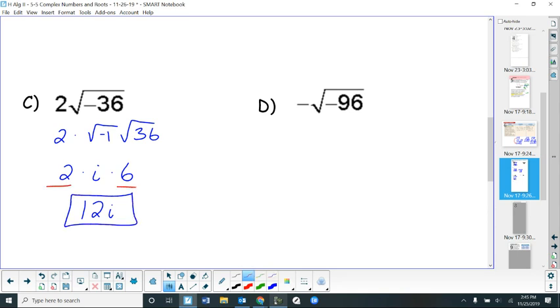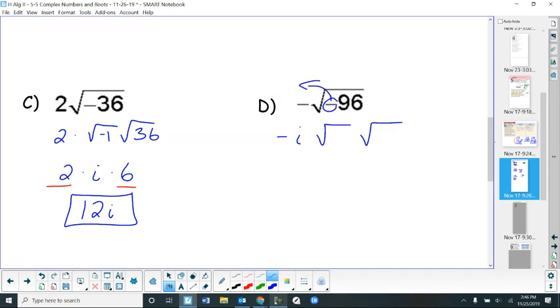Again, there's different ways to get down to that 12i, but your answer is 12i. All right, I have a negative outside that just stays outside. I like to bring the i out right away. That negative that's in here gets kicked out as an i.